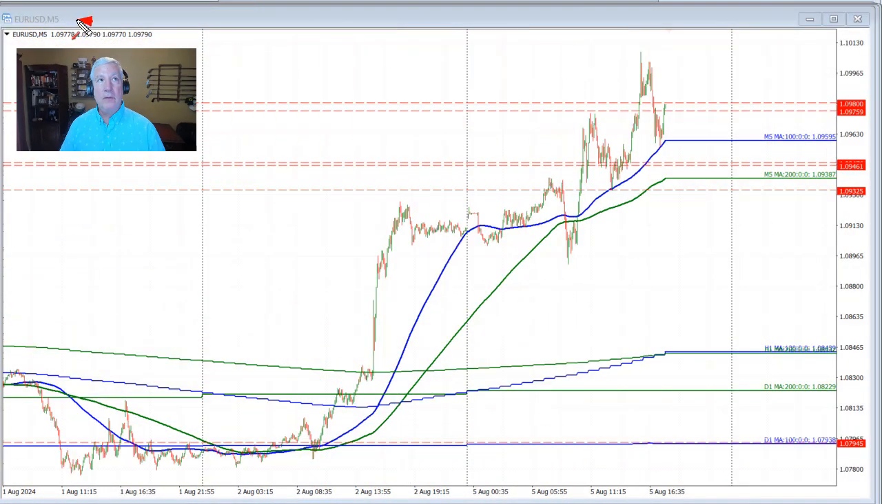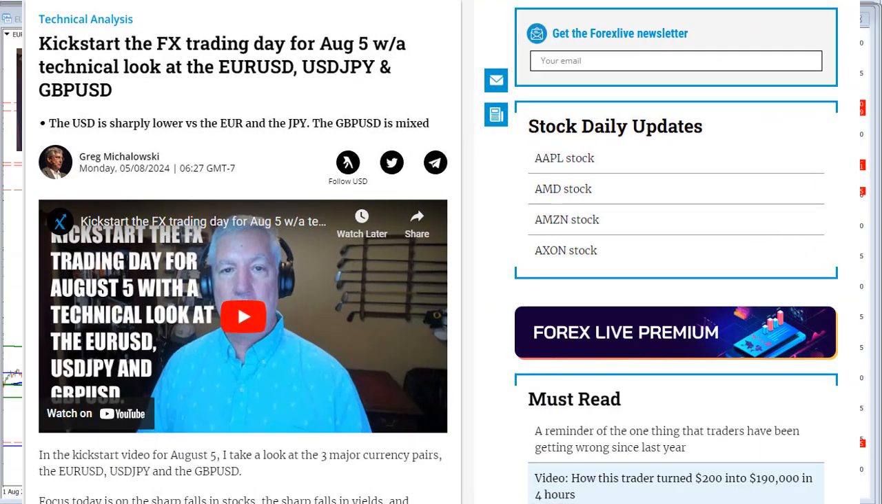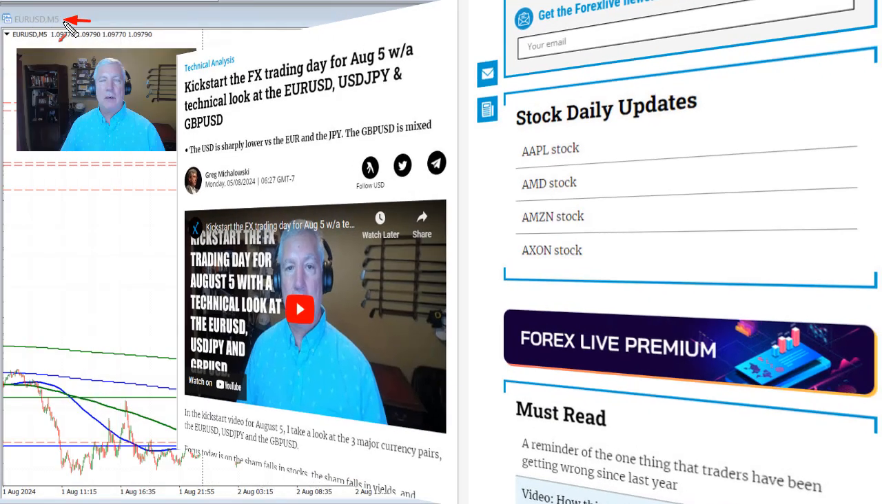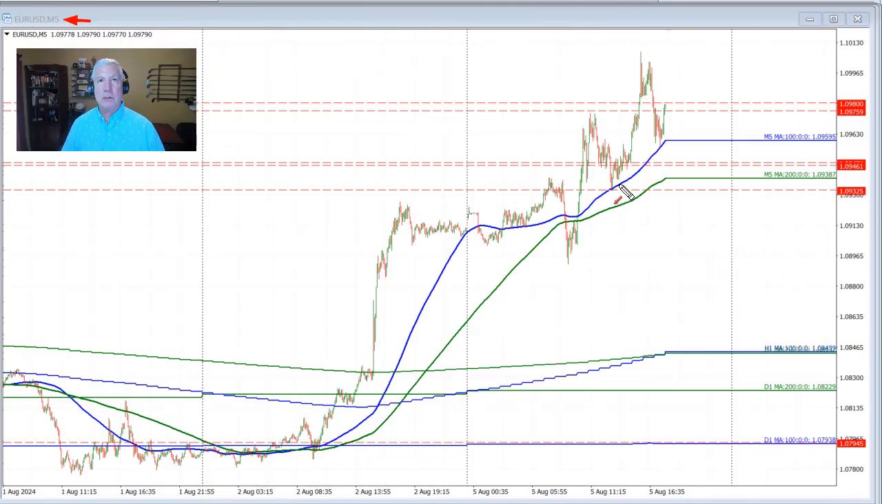In that Kickstart video, I talked about the 4-hour chart, I think the daily chart as well in both these currency pairs. But I also looked at the 5-minute chart and outlined how the euro versus US dollar had bounced off the 100 bar moving average, moving to the upside through here. Now, admittedly, the price did move below both the 100 and 200 bar moving averages toward the end of the Asian session, early European session, and then tried to stay below the 200 bar moving average, but broke above and moved higher, then came down, tested this moving average.